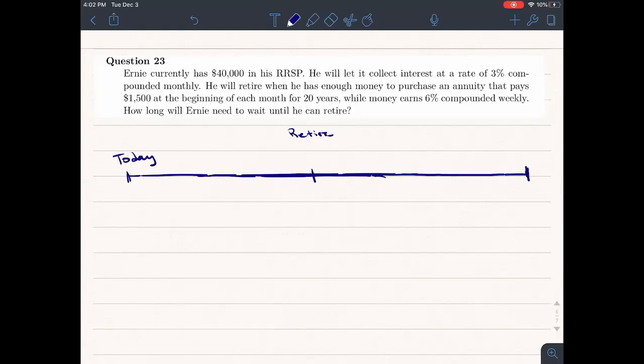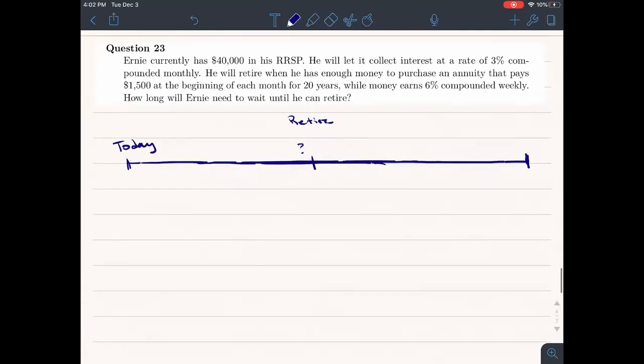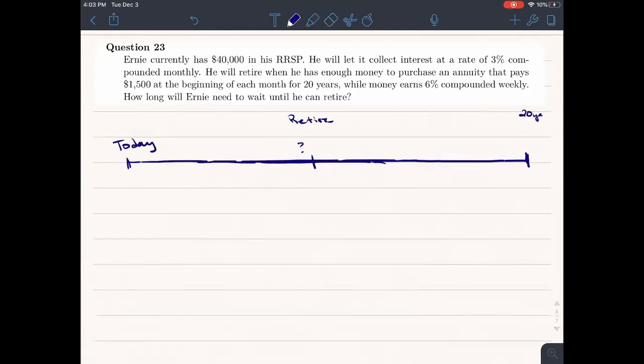And so we don't really know when that is, right? But that's okay. All we know is that for 20 years after that, he wants to have payments of $1,500 at the beginning of each month for 20 years, right? And so here we've got 20 years from retirement. And he's going to have monthly payments. And so for 20 years times 12, there's 240 months.